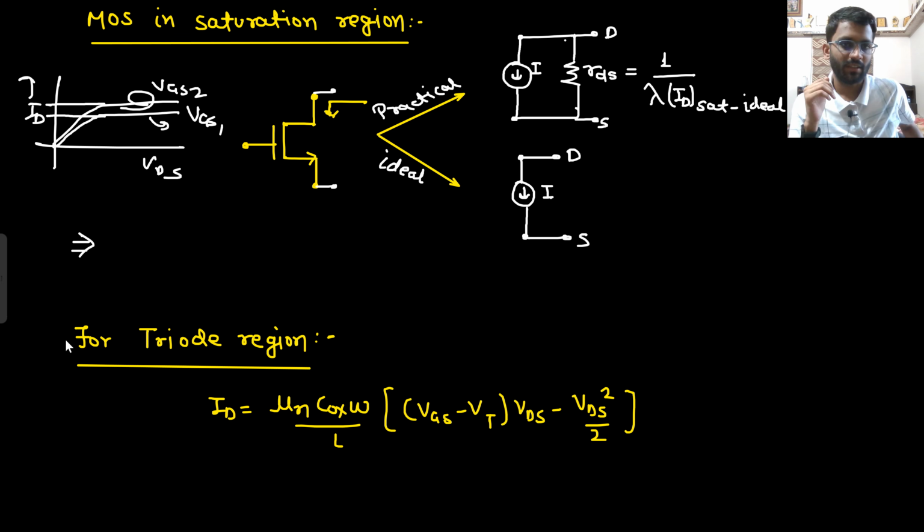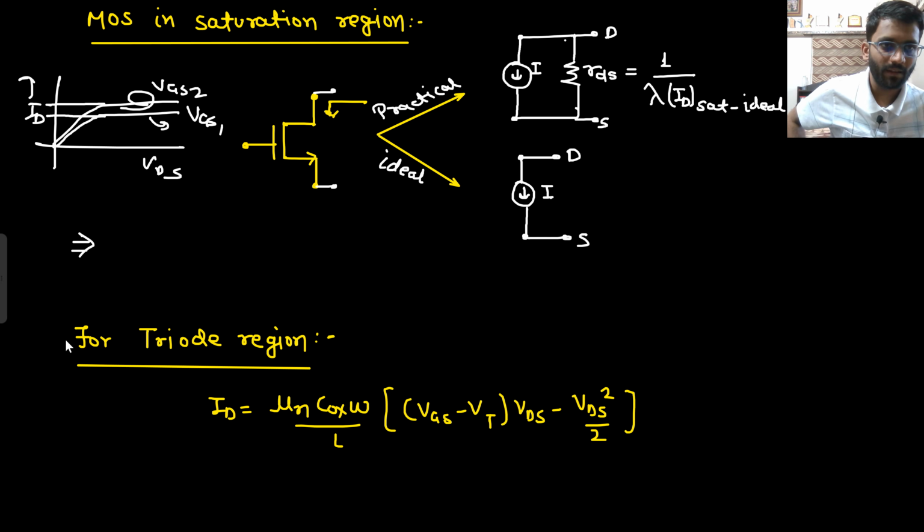That's it. In the saturation region, you can replace the MOSFET with the current source and the output resistance, but the current source will have a varying value with respect to VGS. If the VGS is constant, then the current source will be constant. Did you get this statement or not? So you can't directly say the MOSFET is replaced with the constant current source. No, it is replaced with the constant current source only when VGS is constant. If the VGS is varying, even the current source will be varying.